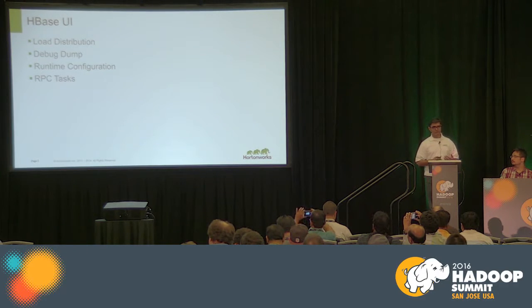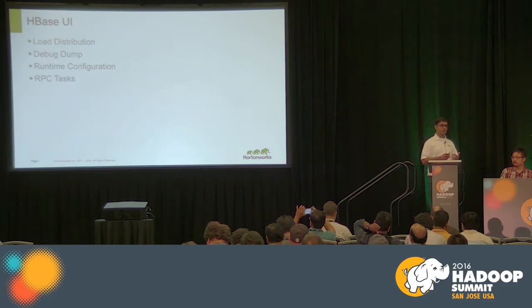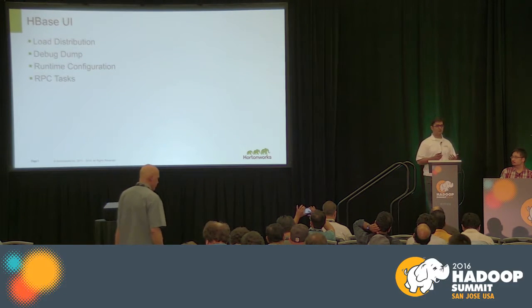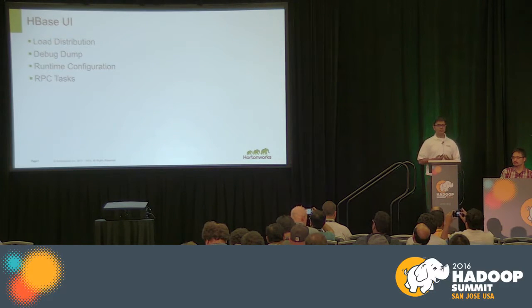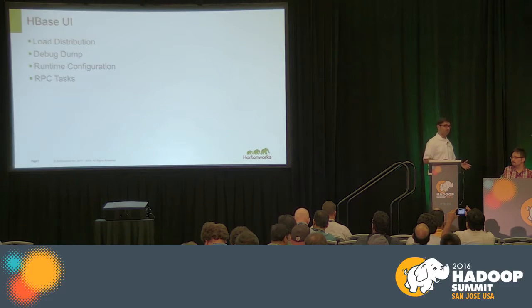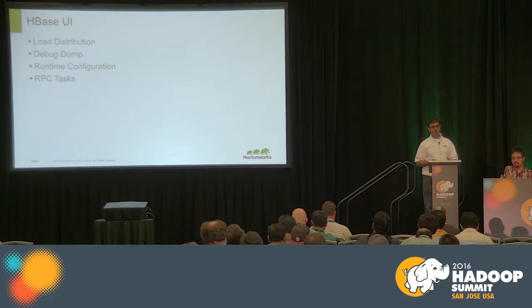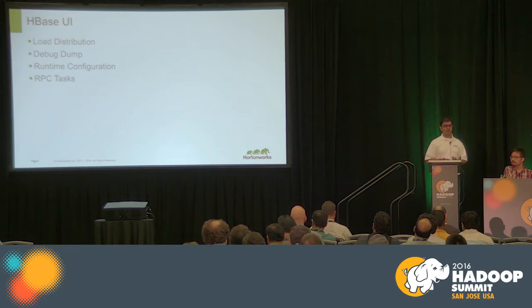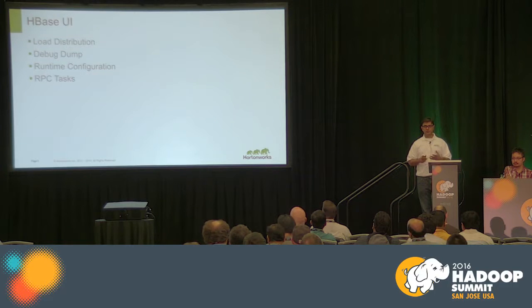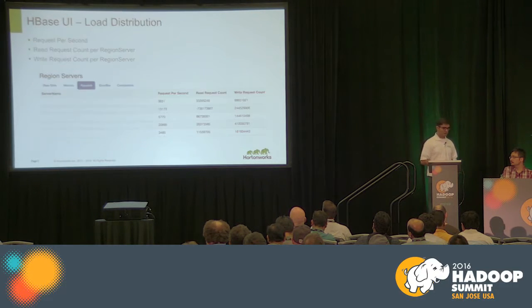Some of the key instrumentation that we use in the UI is to identify load distribution, collect debug level information, see the runtime configurations that are in play when your cluster is up and running, and track RPC tasks. There's a lot more information available in the HBase Master UI that can be handy: compaction progress and a bunch of other non-RPC tasks that you can track. But these are some that we use on a day-to-day basis to quickly debug and resolve issues.